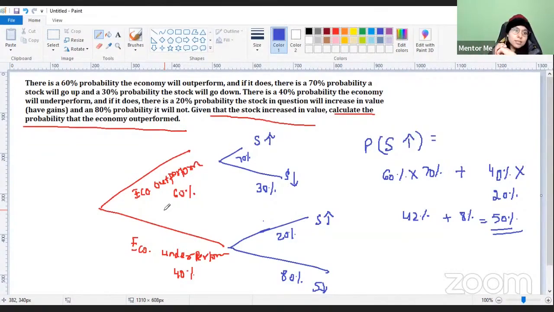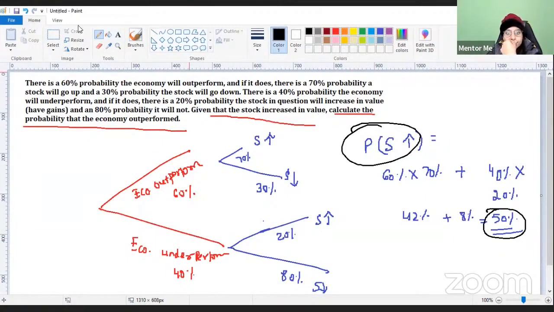Now let's read what the question is asking. The question says that given that the stock has increased in value, so this is given that this has happened, that the stock has increased in value, this has happened. Given this thing, we want to calculate the probability that the economy outperformed.